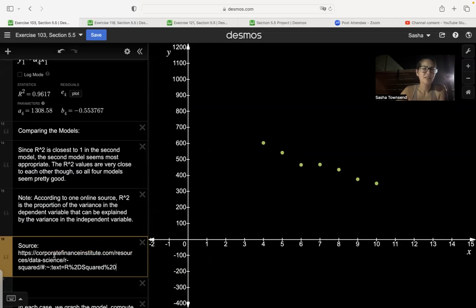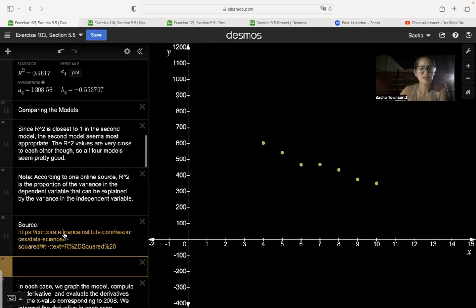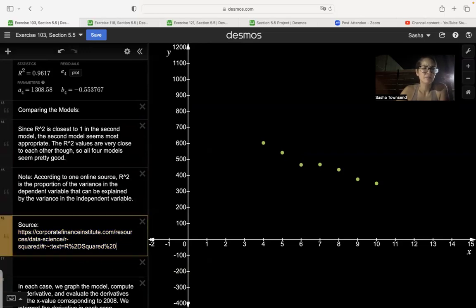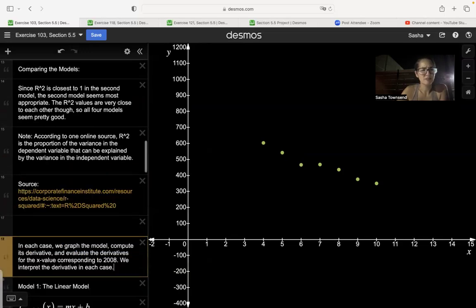But one of the online sources that I read said that it was a proportion of variance in the dependent variable that can be explained by the variance in the independent variable. And this is the link to the source where I found that information. And the second model is best because the R squared is closest to 1 for the second model.